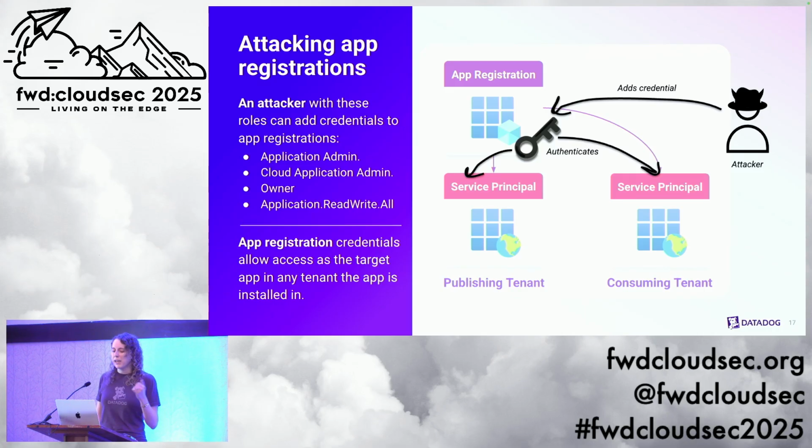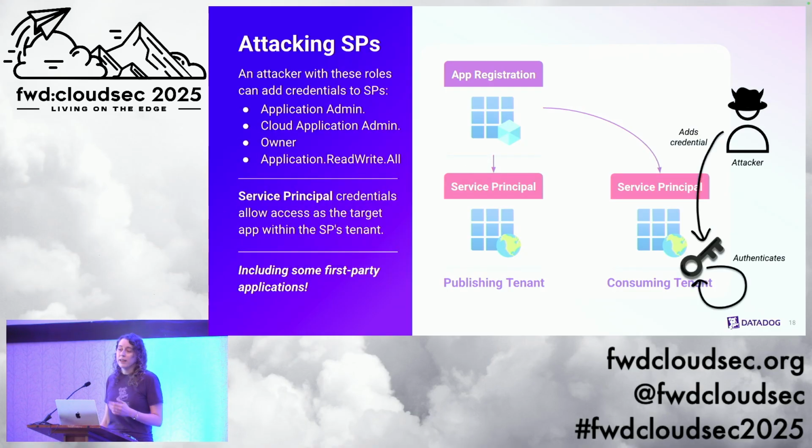Anybody with the application admin, cloud app admin role, or owner over an application will be able to add credentials in this way. The application read-write all permission will also grant the same thing if you're using a compromised application. In this illustration, we're seeing that an attacker with one of these roles in the publishing tenant can add a credential to that application and then be that application in any environment where the app was added. On the other hand, if they have the same permission in a consuming tenant where the app was already added, they can still do some pretty interesting stuff, right? We're talking about a highly privileged app here. So if they can add a credential onto that, you might not suspect the app as much as attacker 123's account.